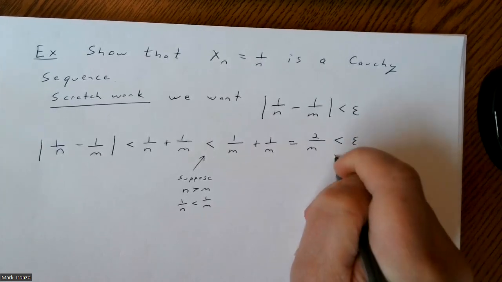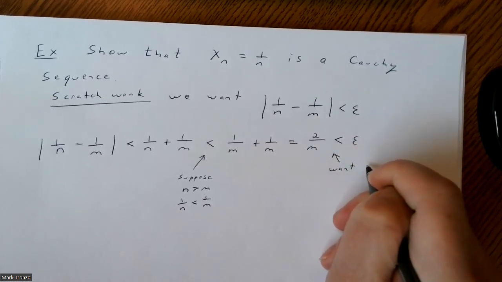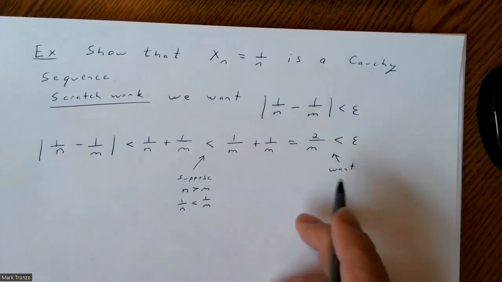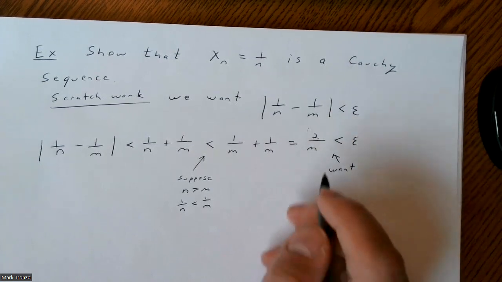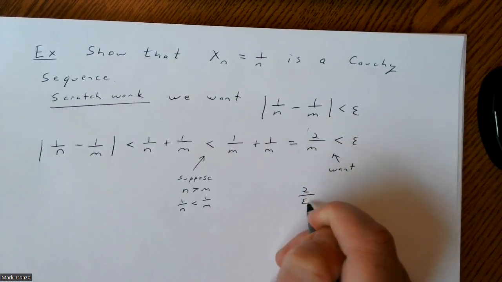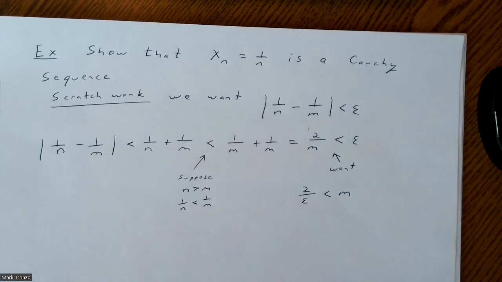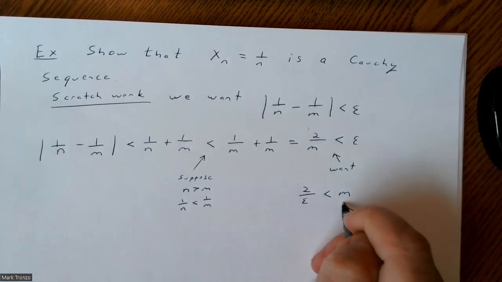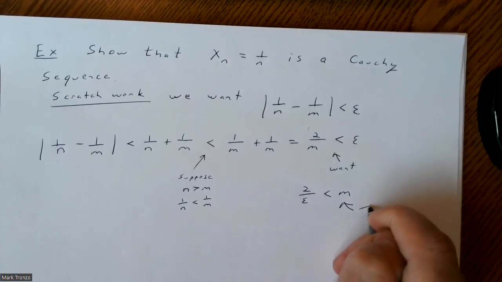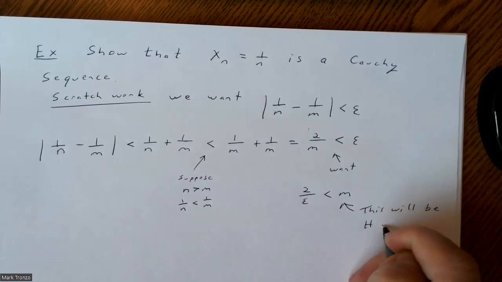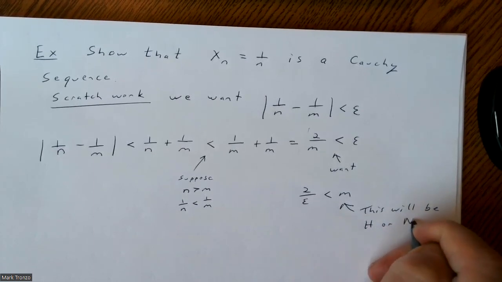And we want this to be less than epsilon. And so much like we had before, we can solve this. Here we can say 2 over epsilon is less than m. And then this is going to be our capital N, or again, if you just want to go back to using n, that's fine too.